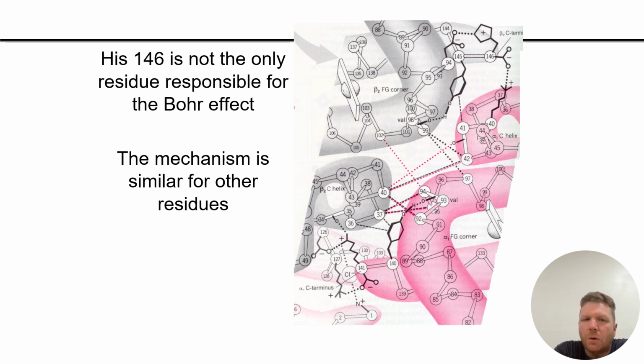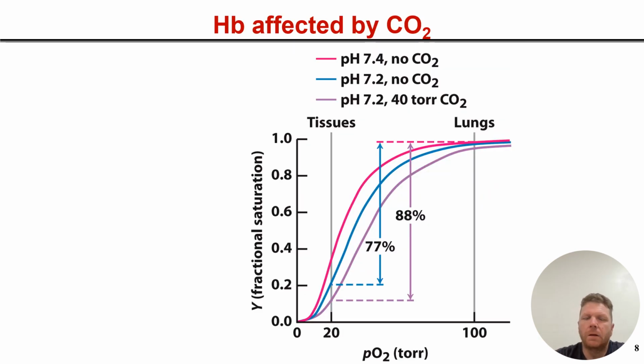Histidine 146 is not the only residue responsible for the Bohr effect. The mechanism is similar for other proteins. So basically anything that leads to pH dropping is going to favor the T state. Here we see the same sort of phenomena observed with CO2. We've got a magenta protein, a blue protein, and a purple protein. I'm going to compare these. I'm just going to write my P50s for all these proteins.